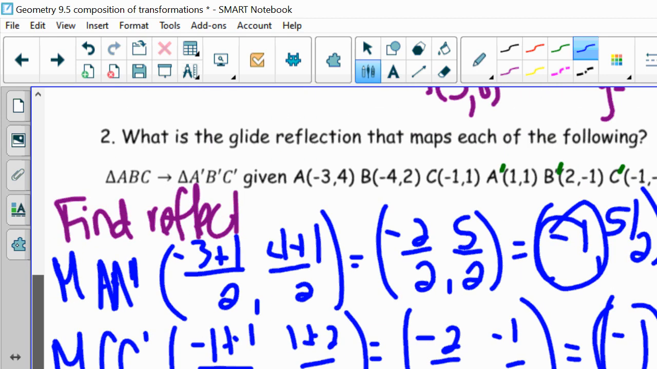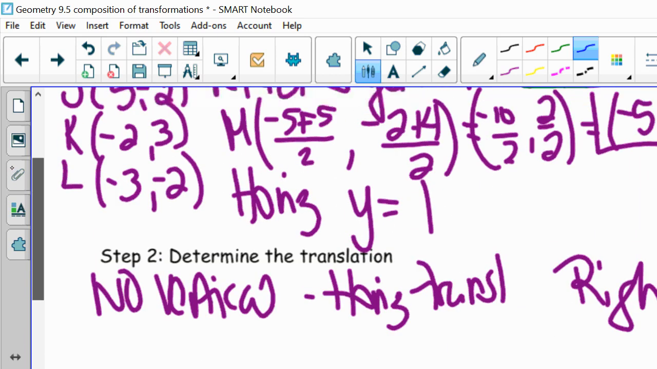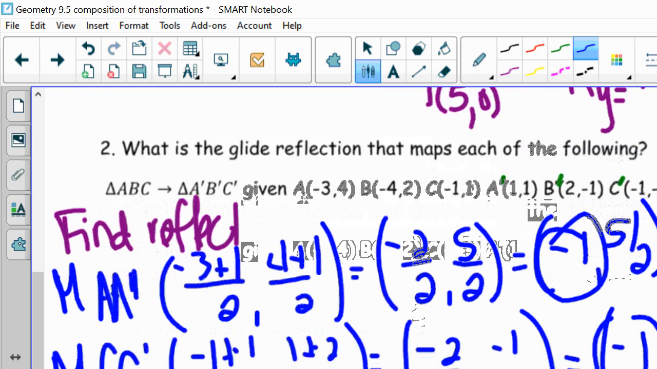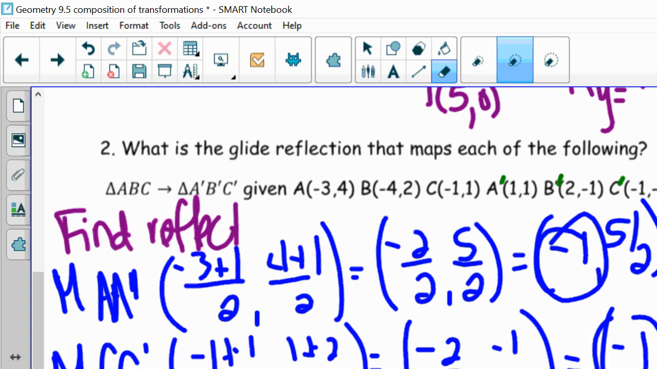So now, how far do I have to move? Oh, I went too far. Actually, let me erase this. Now that I properly know what I'm reflecting over, this line, x equals -1, C stays the same, and A was 2 spaces away, so this is my A prime. B was 3 spaces away, so if I go 1, 2, 3, this is my B prime.